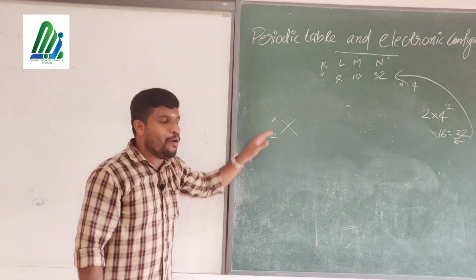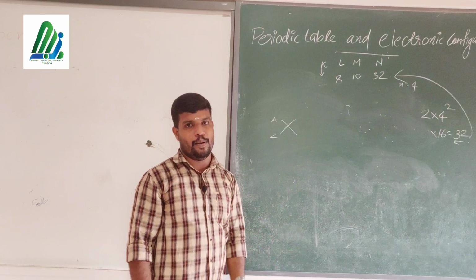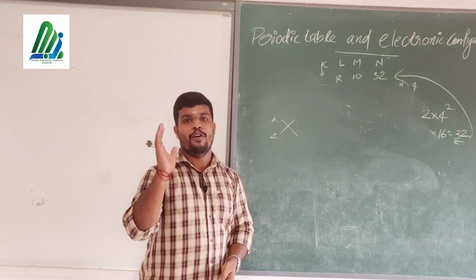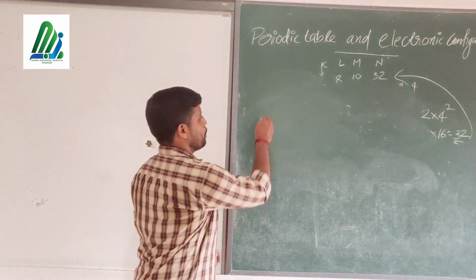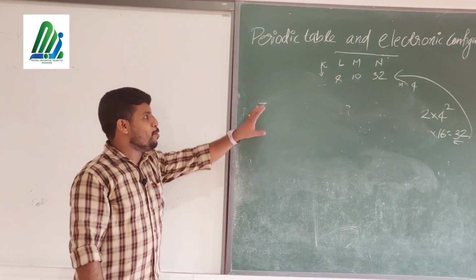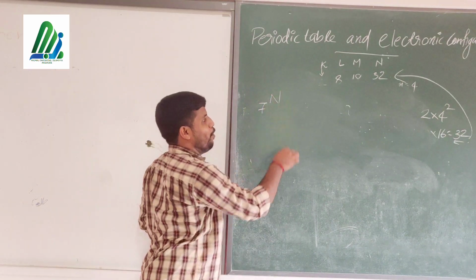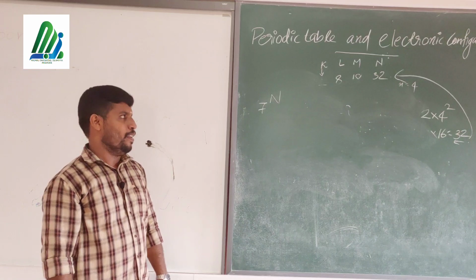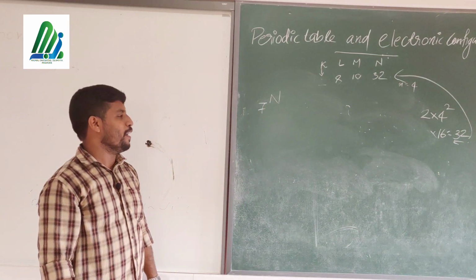Okay, so now we are going to discuss the electronic configuration of an atom. For that, we take the atomic number 7. Atomic number 7 is for nitrogen. Then if you write the electronic configuration, how do you write that electronic configuration?